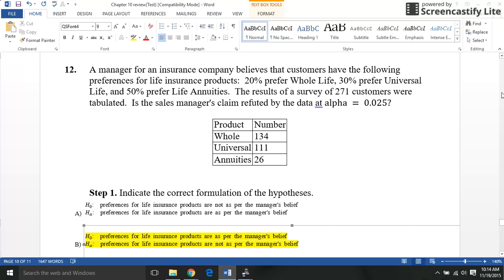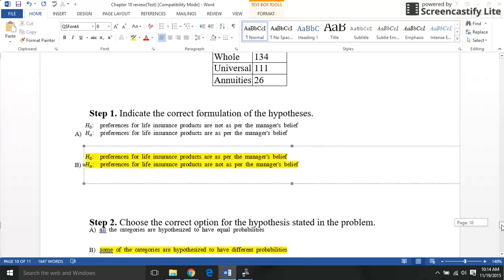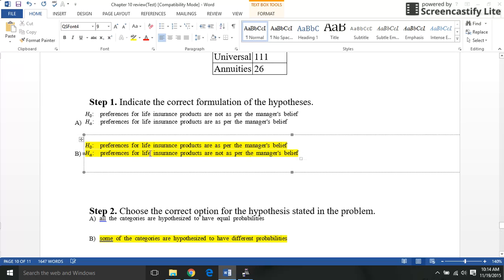So here is all the numbers we get. Whole had 134, universal had 111, and annuities had 26. With chi-squared, your hypotheses are always going to be that the null is that the probabilities equal what you believe, and the alternative is that at least one of them is different, or they're not how you believe. So when you look at that, it's B for this one that we would pick. The null is the preferences for life insurance are as the manager believes. The alternative is that they're not as they believe.